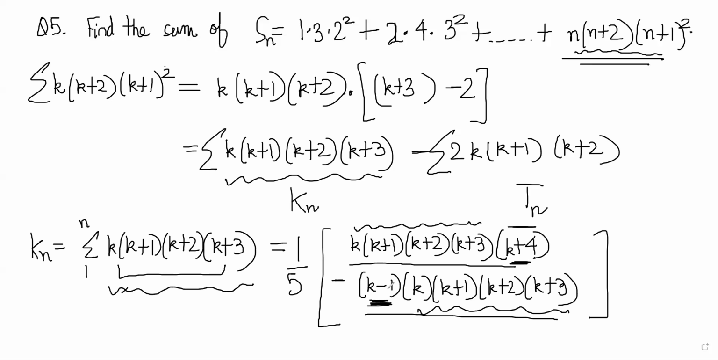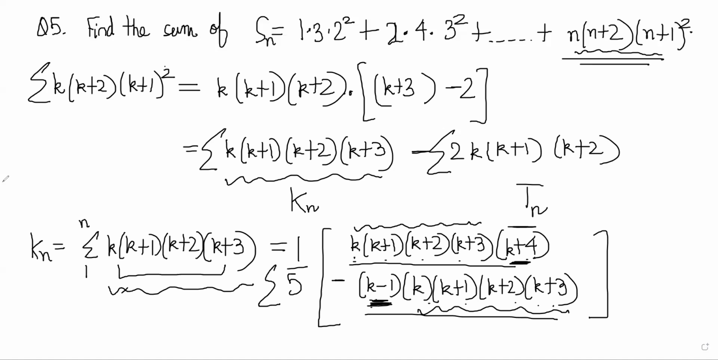Why is this good? Because these are 5 successive terms, and these are also 5 successive terms. The only difference is the starting points and ending points are different. This starts from k to k plus 4, and this from k minus 1 to k plus 3. So now when we do the summation over k, it will become a telescoping series, because you start by putting 1. When you put 1, you get here 1, 2, 3, 4, 5, and here you get 0. When you put 2, you get 2, 3, 4, 5, 6 minus 1, 2, 3, 4, 5. So 1, 2, 3, 4, 5 here gets cancelled with the first terms 1, 2, 3, 4, 5.